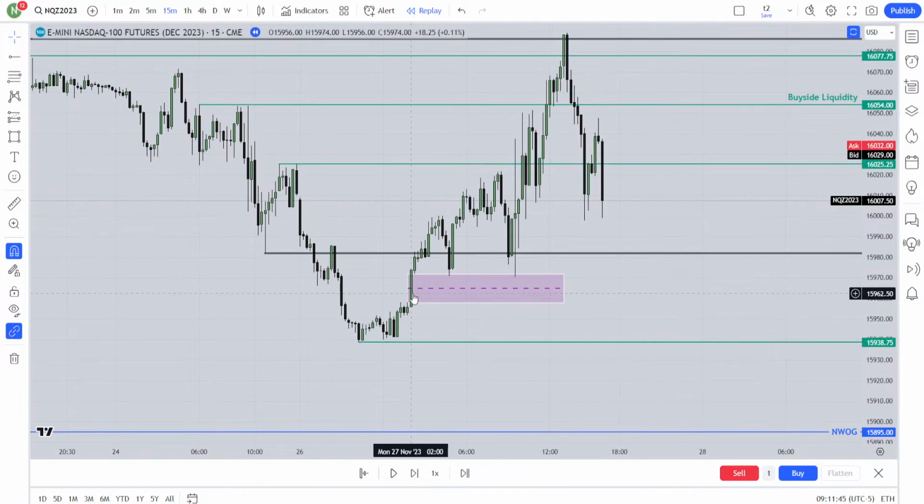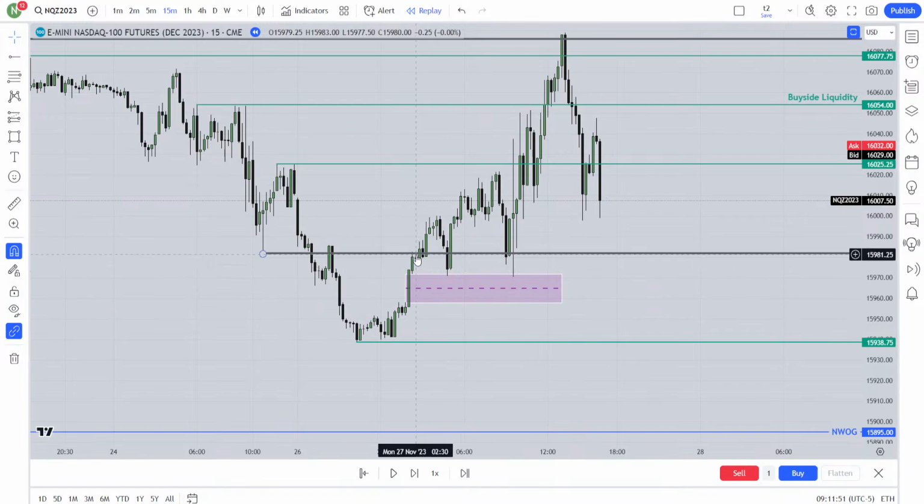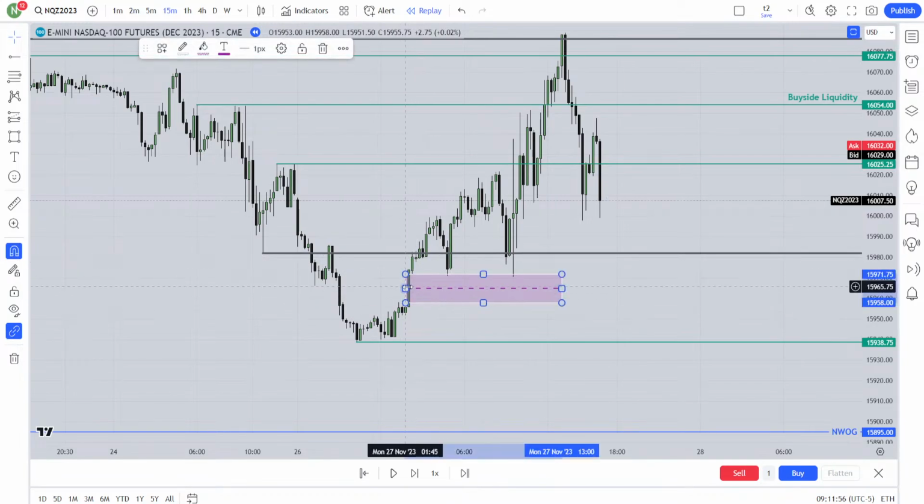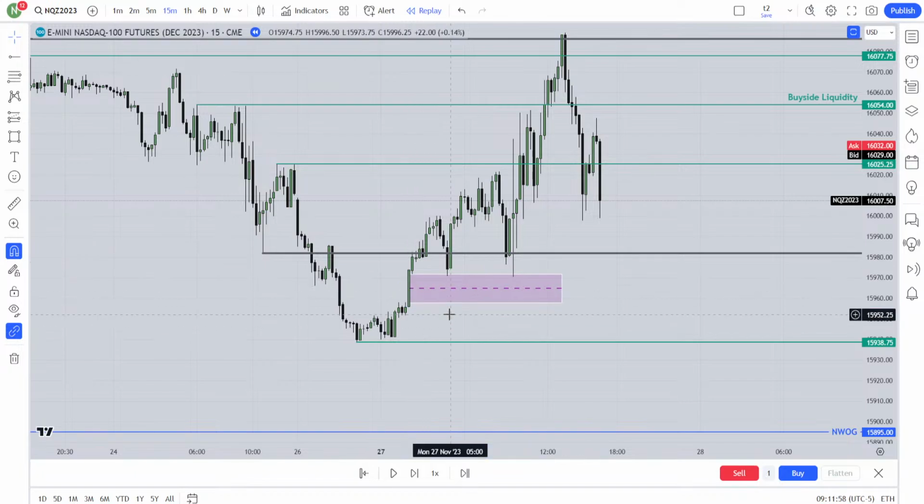What do I do exactly when I open the chart, how do I do my backtest? This is the last fair value gap. Do I care about that fair value gap? No, I don't care, because this is the last fair value gap. I care about that fair value gap only. Okay, no problem.